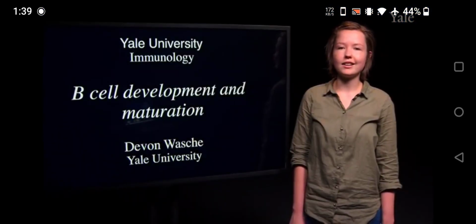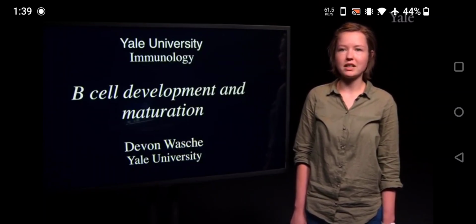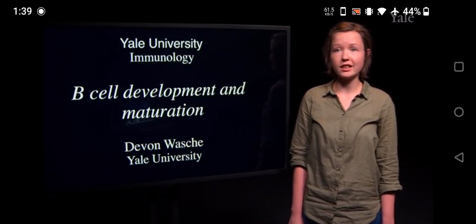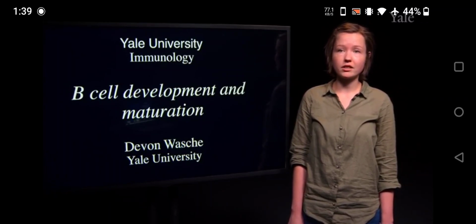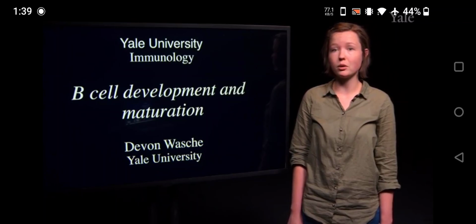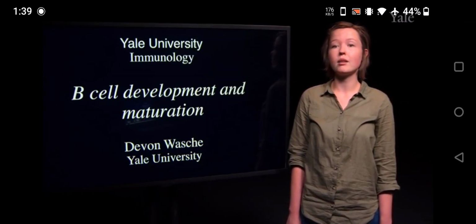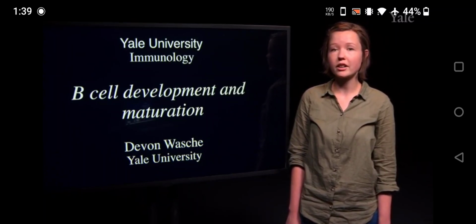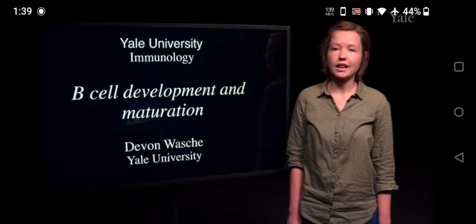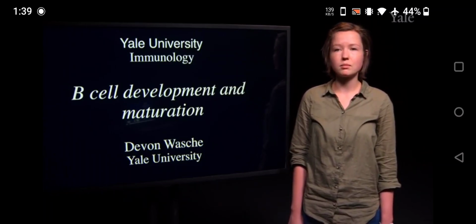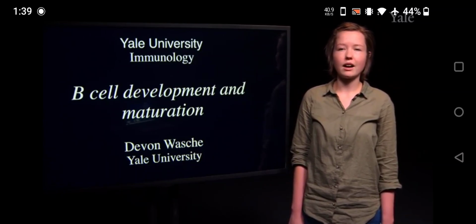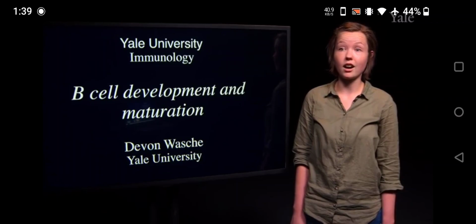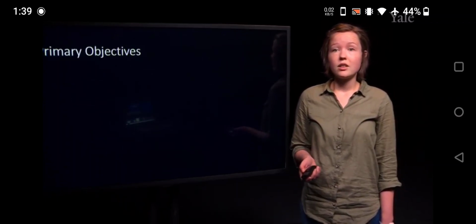Hello all, and welcome to this lecture on B cell development and maturation. As you likely remember from prior lectures, all the figures that come out of the Janeway textbook will be referenced on the slide by number in the upper corner or lower corner of the slide so that you can follow along in your textbook as we go. This will be particularly useful for any of the figures that have small writing that are hard to see on the video. So I'd like to start out the lecture with some primary objectives.